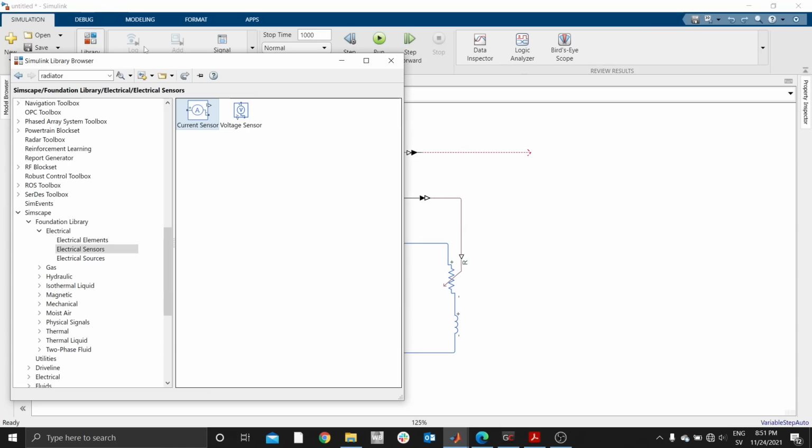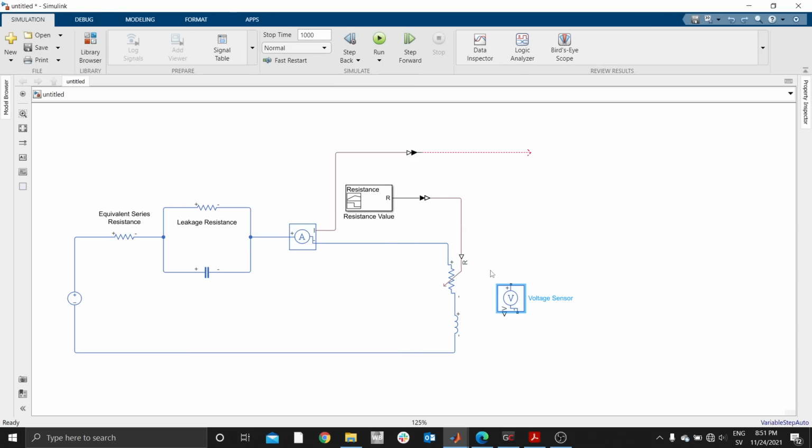Let me go to voltage sensor. I wanted to put the voltage sensor here directly. Therefore, take V positive, attach it there. Then Control I to swap V and negative. Then the negative goes back here. Remember, we need to monitor the voltage drop across the variable resistor here.